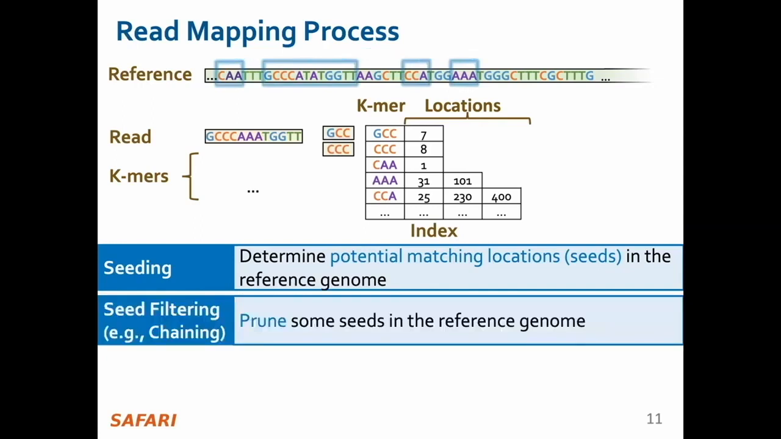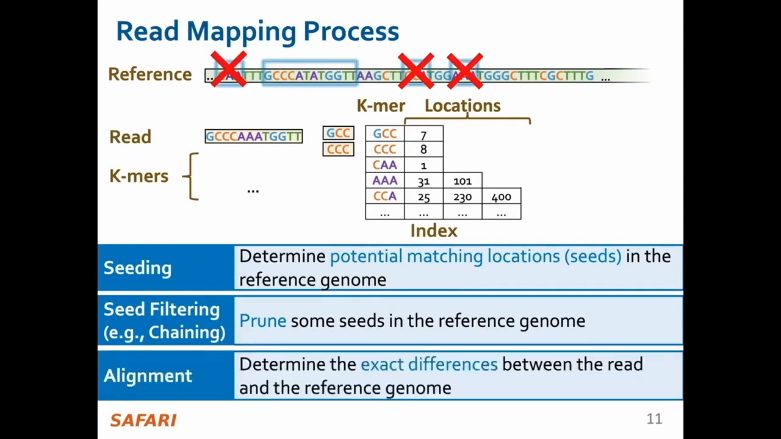To further reduce the cost of this expensive computation, the second step, which is seed filtering, for example chaining, prunes some of these seeds in the reference genome so that we would do the alignment step on smaller candidate locations. And to do that, the mappers use a simpler approximation of alignment score called chaining score, which is less computationally intensive compared to the alignment.